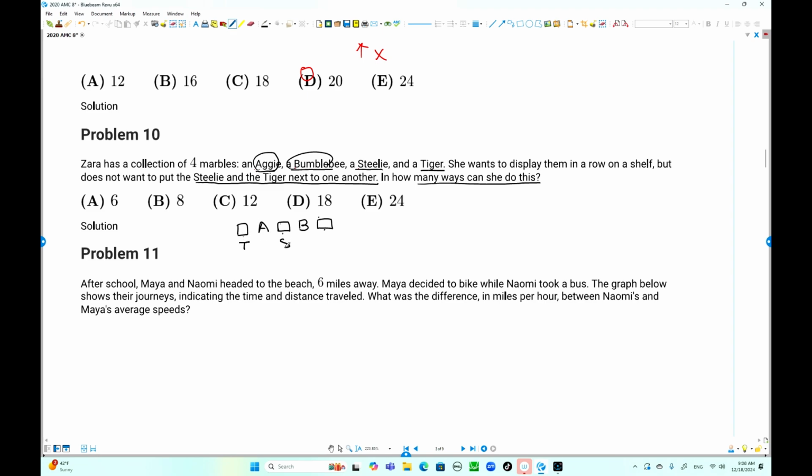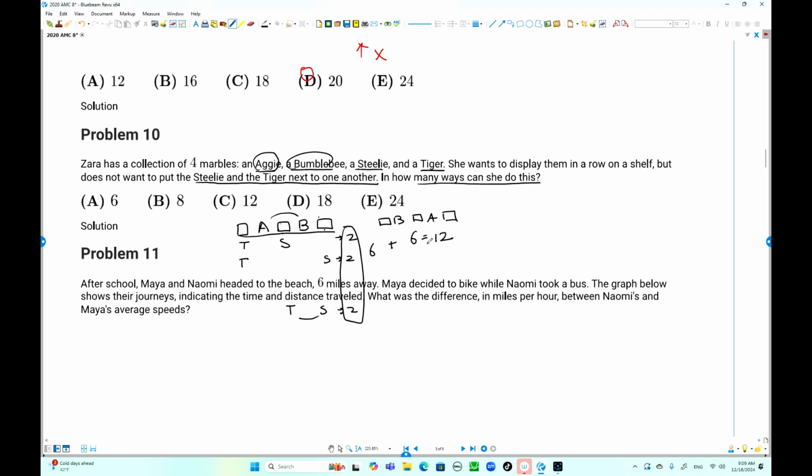So for the first one we can try this one. Tiger, S over here. And also they can switch, right? S and T, 2 ways. Or T is over here, S is over here, another 2. Each case has what? 6 different arrangements, okay? Another one is that they can switch A and B again, right? B, A, and this also has the same situations, another 6. So this is 6, another 6, total is 12 is the answer, okay?